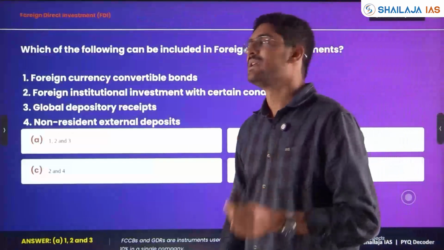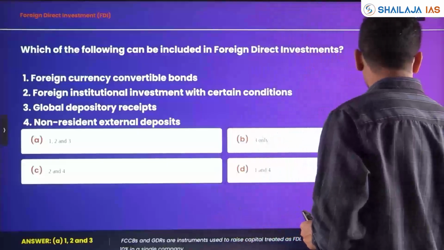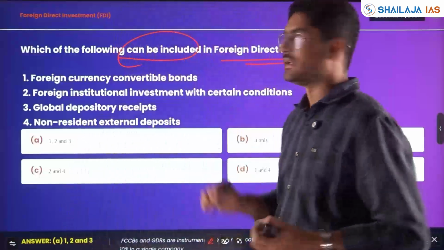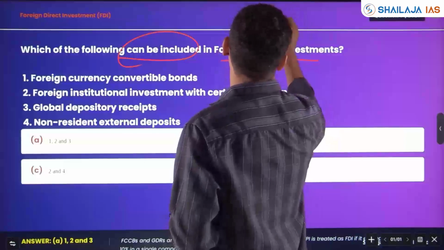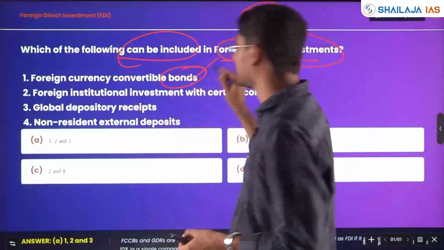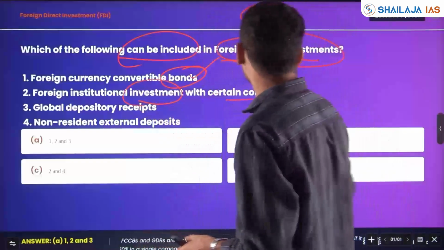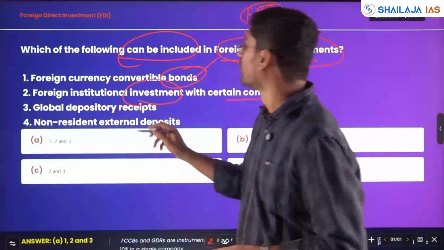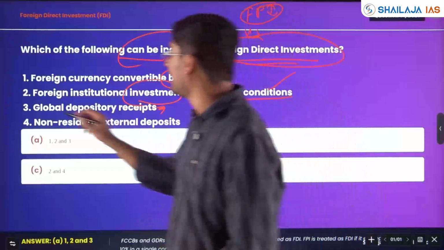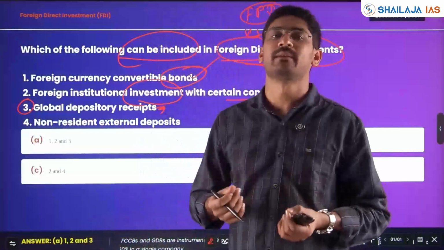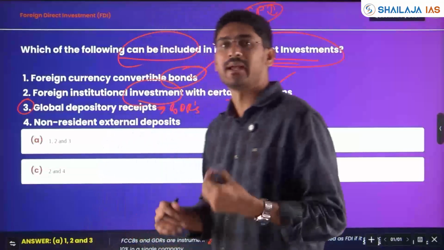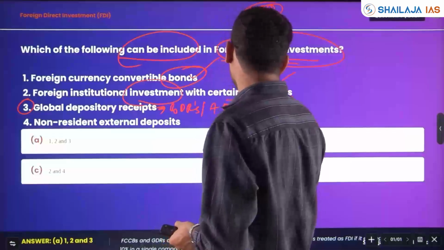Next, my friends, with respect to FDI, foreign direct investment. Which of the following can be included in FDI? See, FDI versus FPI, one of the key themes. Foreign currency convertible bonds, yes. Foreign institutional investment with certain conditions, yes, FII investment. Global depository receipts. These are instruments where global foreign investors will be able to invest in our capital market, stock market, via instruments called GDR or Global Depository Receipts. If Americans are investing, it is called ADR, American Depository Receipts. Yes.